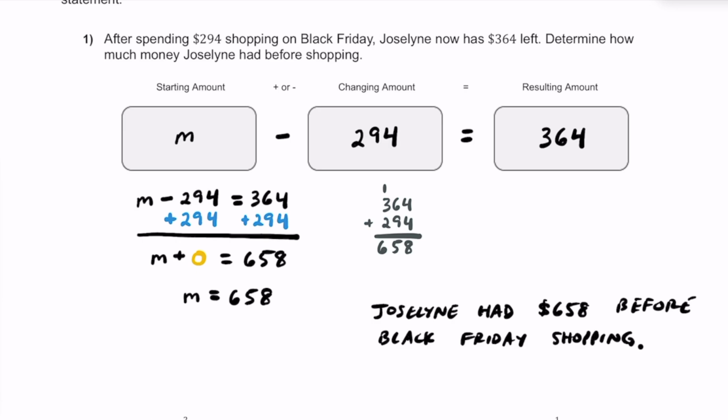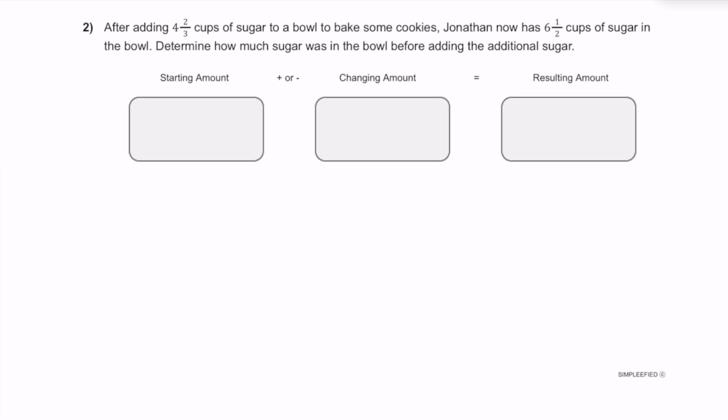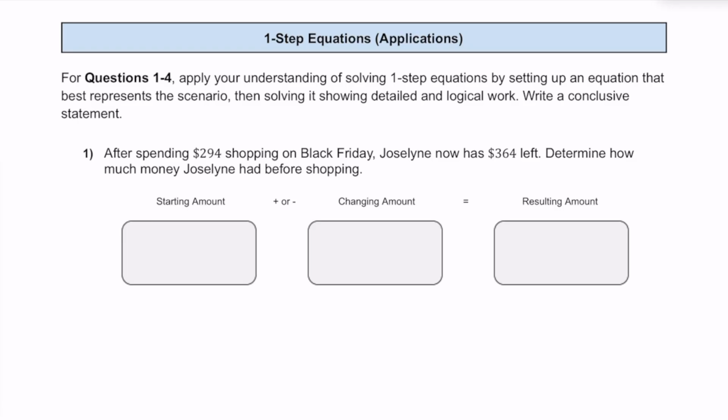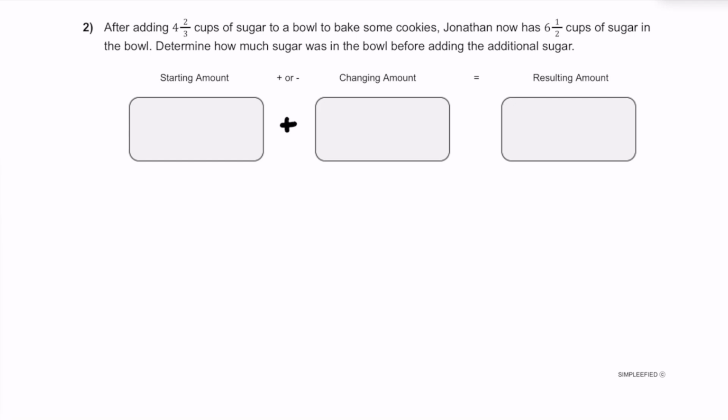All right, cool. Let's try another practice problem together. In this problem, we see that after adding 4 2/3 cups of sugar to a bowl to make some cookies, Jonathan now has 6.5 cups of sugar in that bowl. Determine how much sugar was in the bowl before adding the additional sugar. Hopefully it makes sense that we're going to use addition for the operation here. It says specifically that 4 2/3 cups of sugar was added, so we're going to add 4 2/3 cups. After adding the sugar, we know how much in total was in the bowl. It says Jonathan now has 6.5 cups of sugar.